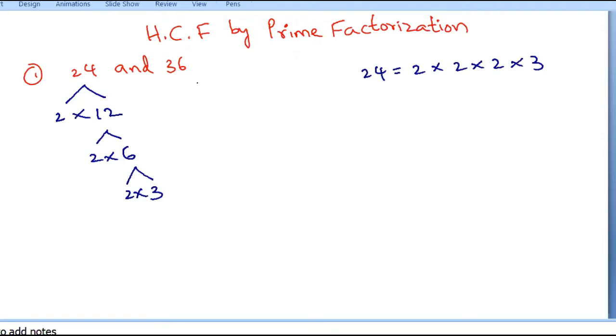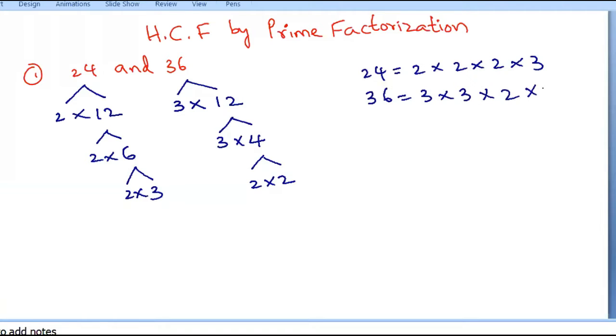Next, write the prime factors of 36. 36 comes in the 3 table and the 12 2 table also. So 3 times 12 is 36. Then 12 you should write as 3 times 4 is 12. Again 4 you should write as 2 times 2. So now finally we got all the prime numbers. The prime factors of 36 we can write as 3 times 3 times 2 times 2.